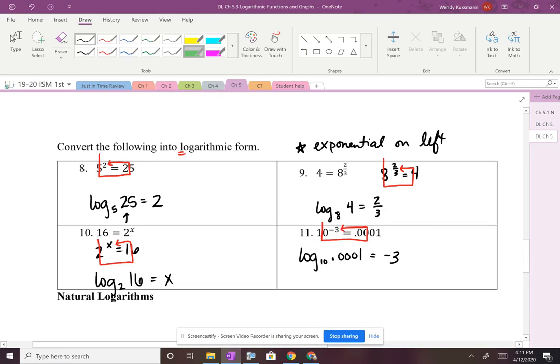Now, here's the thing. Log base 10, remember, this is the common log. If it has a base 10, it's a common log. If it's base 10, we're not going to write that base 10. It's understood already. So we're going to write it like this. Log of 0.0001 equals -3. Either answer is correct. My math lab should give you credit for either one. However, the most common way to do this is the second one.